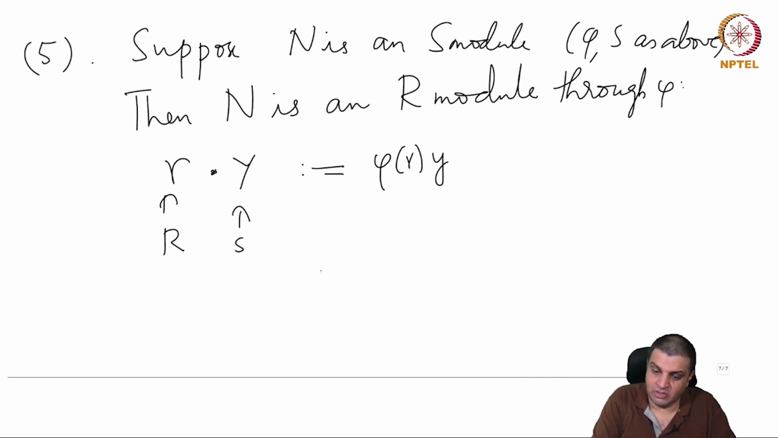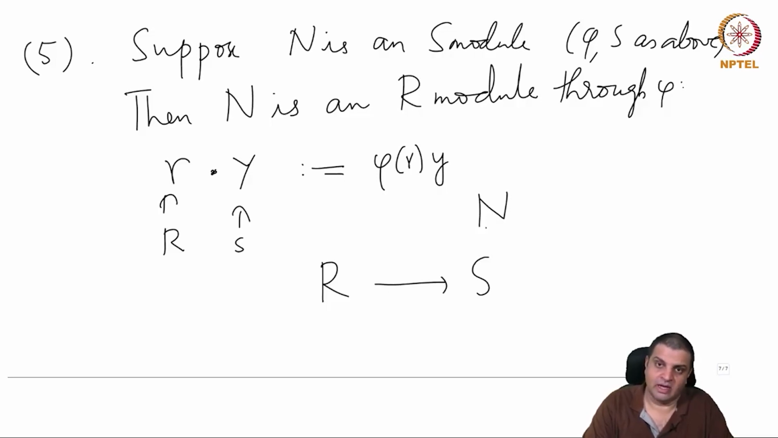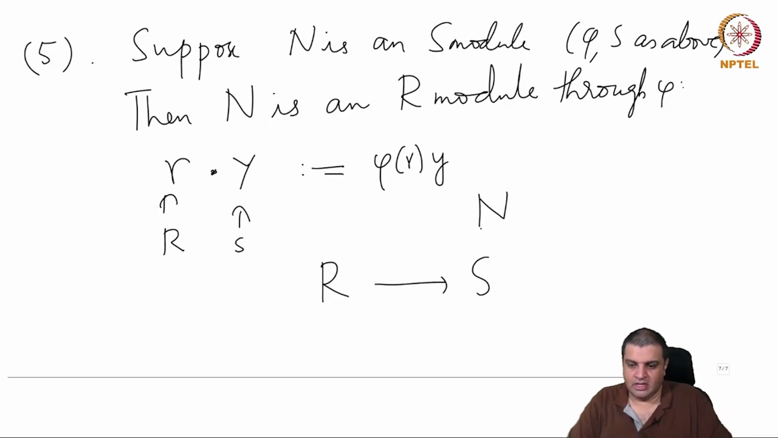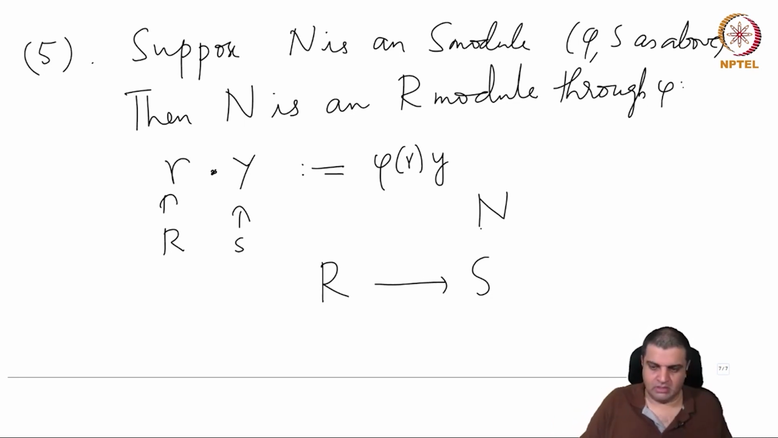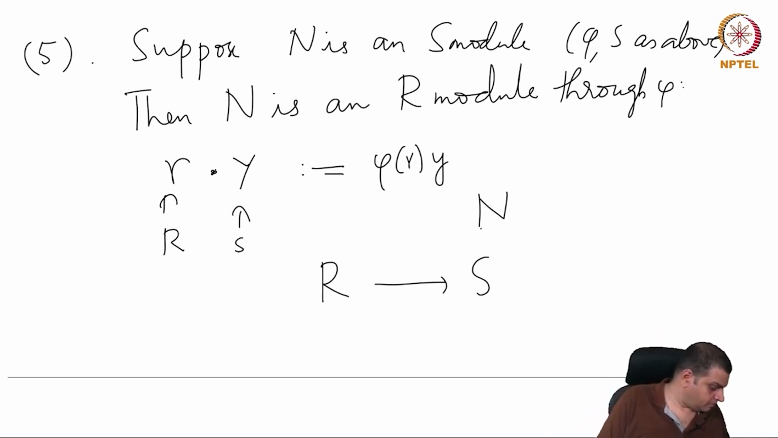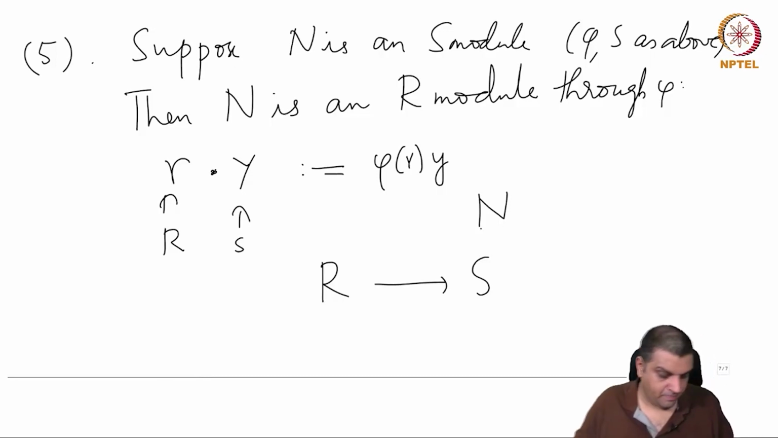We have some ring R here and a ring S here and some module over that. We can look at this abelian group as an R module through this arrow. Okay, so this is another way, another observation about modules.